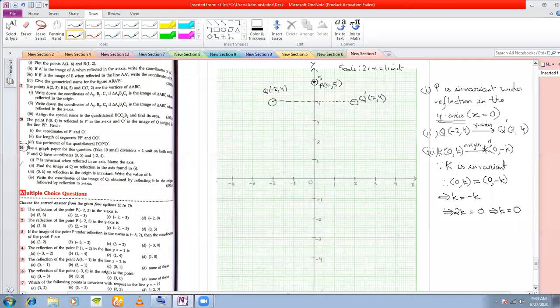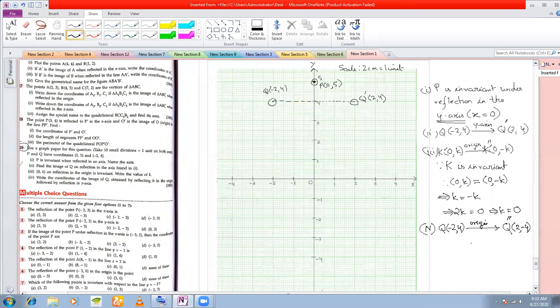Now the last question. Find the coordinates of the image of Q obtained by reflecting it in the origin, followed by reflection in the x-axis. Followed by means whatever image you are getting, that you are reflecting. Let us find. Write the coordinates of Q obtained on reflection in the origin. So what are the coordinates of Q? -2, 4. On reflection in the origin, since Q dashed we have already taken here, let us say Q double dashed. It will transform to the point 2, -4 under reflection in the origin, followed by reflection in the x-axis.